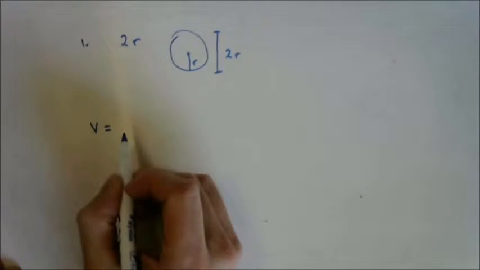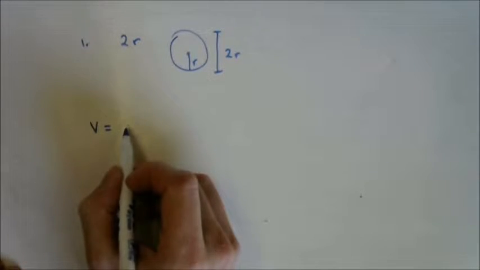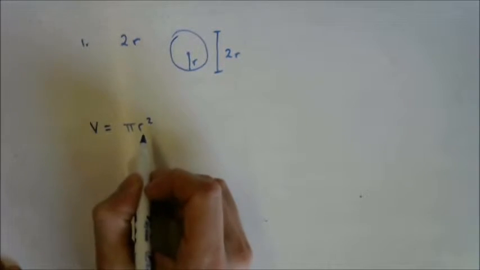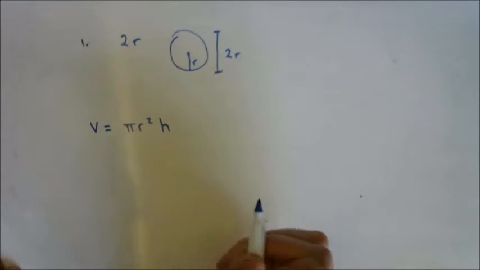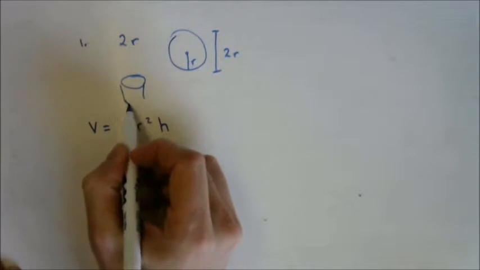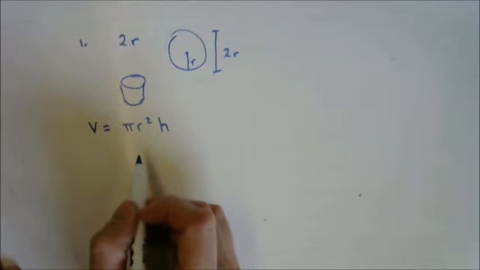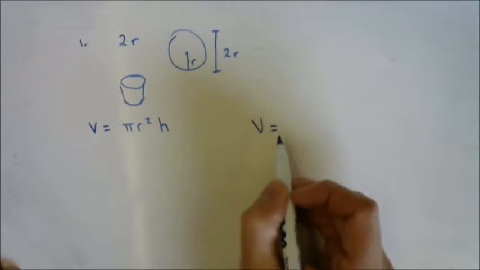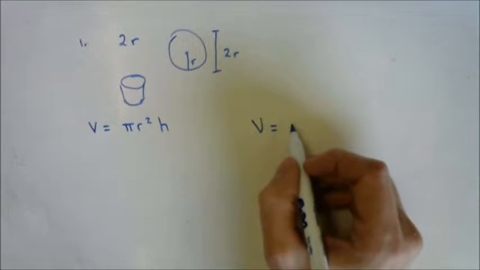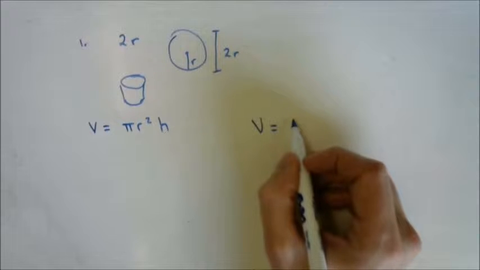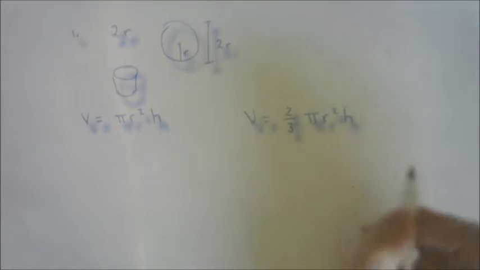All right, what is the volume of a cylinder? It's given there as the area of the circular face. What's the area of a circle? Pi r squared. Pi r squared times the height, h. All right, so for your cylinder, this is what you should have written: pi r squared h. Well, over across yonder, the sphere is 2/3 that volume. So the volume formula for a sphere is 2/3 pi r squared h.